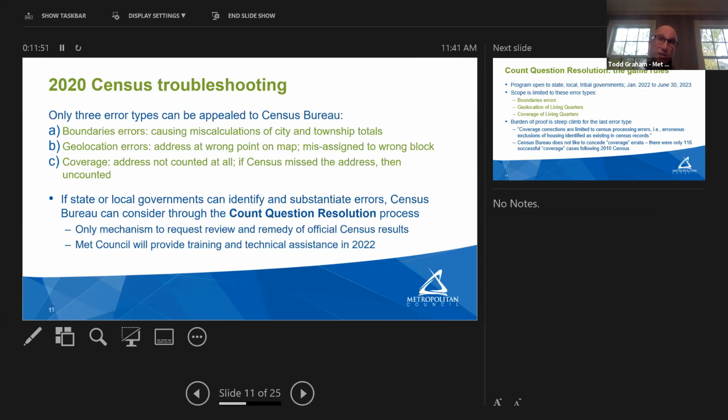Congress's legislative intent was to give states and local governments, tribal governments, an opportunity to question the counts that were released this past summer. And if state or local governments can identify and substantiate problems with the counts in their jurisdictions, census can consider those problems and consider errata corrections. There's a lot of ifs in what I just said. Okay.